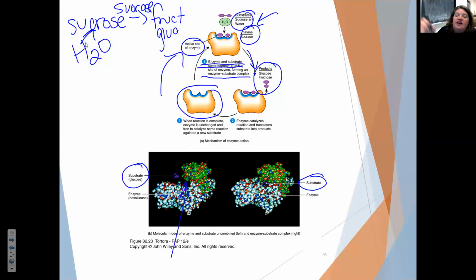So we can have other substrates. Lactose is a sugar that is glucose plus galactose. The only thing different is one part of that molecule, but it's so different that it has a different enzyme. Lactase is the enzyme.